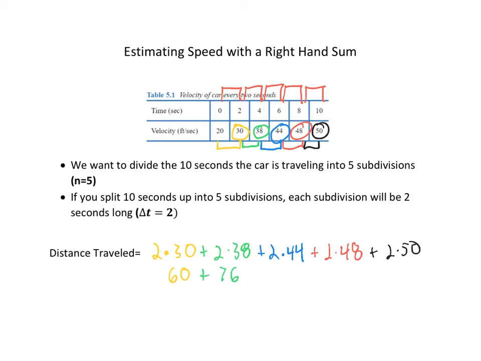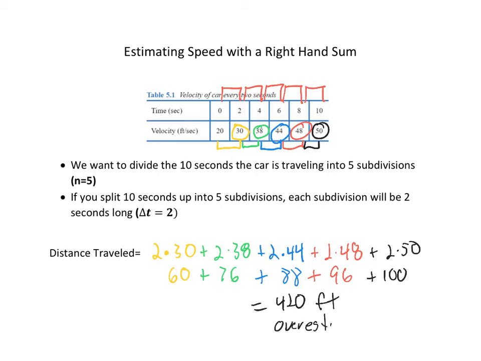plus 76 plus 88 plus 96 plus 100, and we would estimate the total distance that the car traveled to be 420 feet. Now this would be an overestimate.